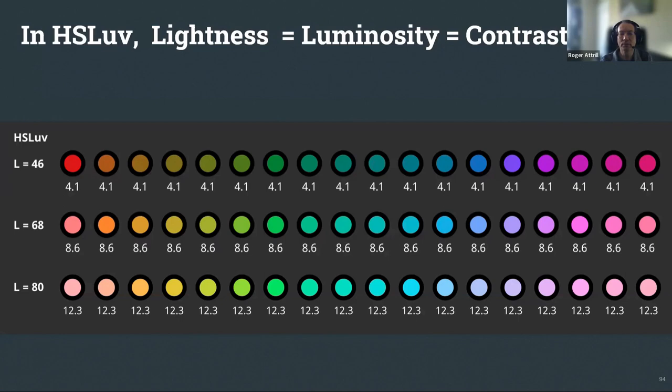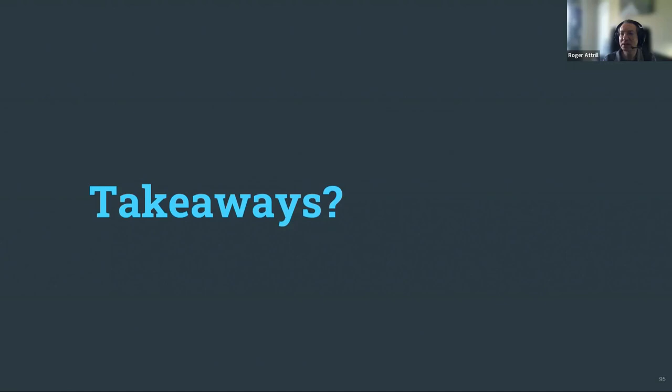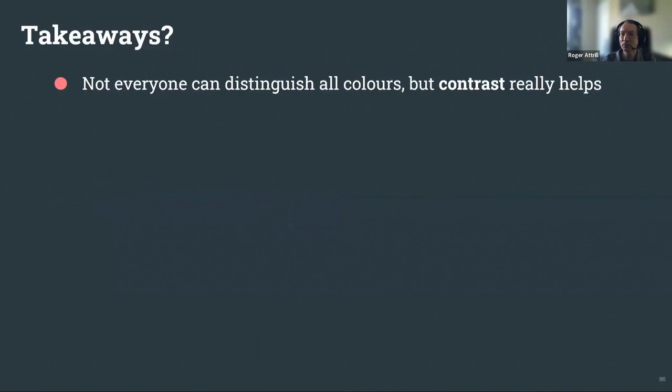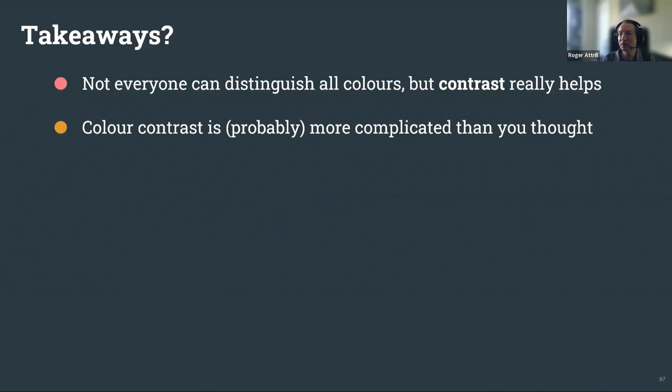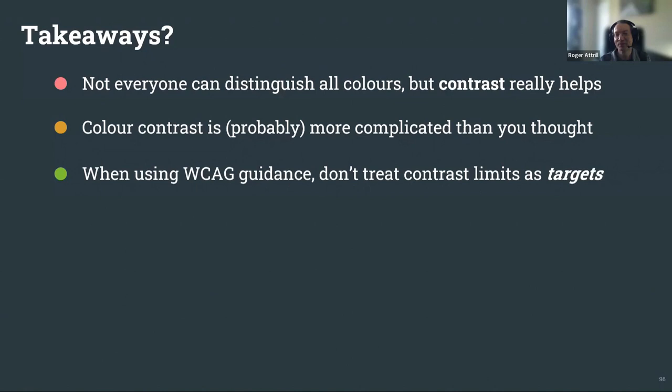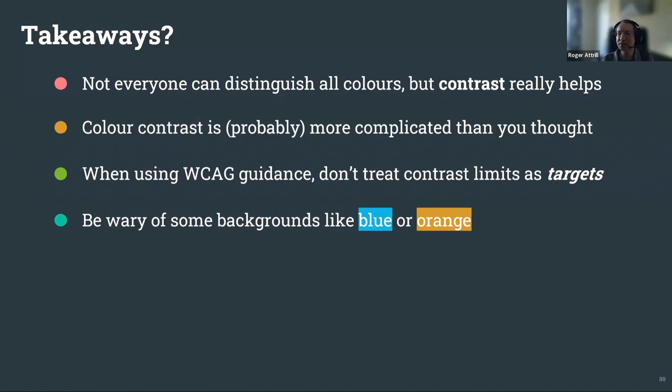So just to conclude, there's a lot to unpack with everything I mentioned today. But here's a summary of the takeaways. Not everyone can distinguish all colors, but contrast is an important factor that helps with that. Color and color contrast is probably way more complicated than you might have thought. Don't treat guideline contrast limits as targets like the 4.5-to-1 ratio for AA compliance. If you like targets, try reaching for AAA compliance rather than AA. Be wary of using black and white text against some mid-range colors like the blues and the oranges that we saw earlier.